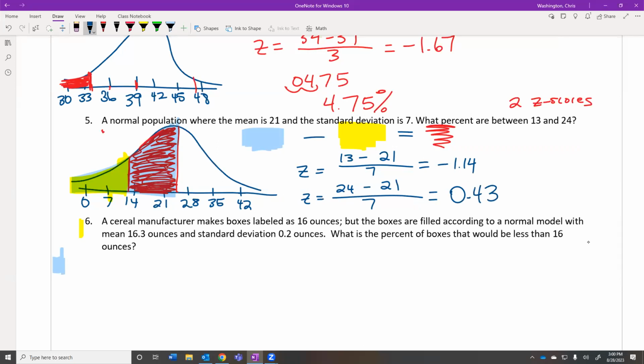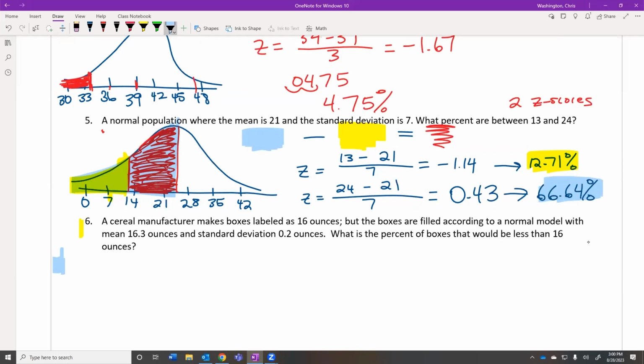I need to look both of those up on here. Negative 1.14 is gonna be on the negative side. You should get 12.71%. So the yellow area is 12.71%. We look up the 0.43 on the positive side, we get 66.64%, and that's going to be represented by the blue area.